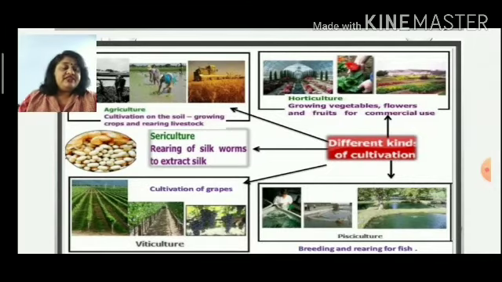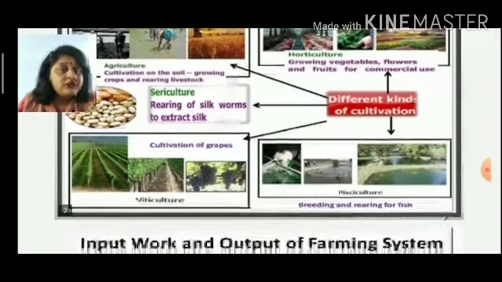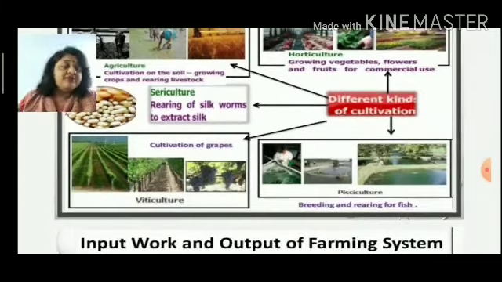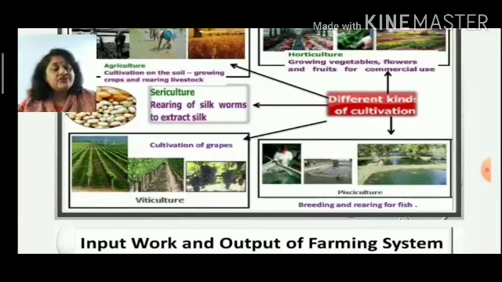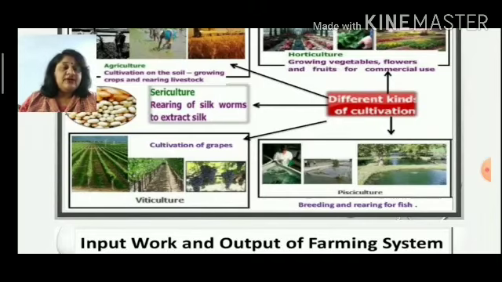Then viticulture. It is the cultivation of grapes, as you can see in the picture. The last one, horticulture, it involves growing of vegetables, flowers and fruits for commercial use.